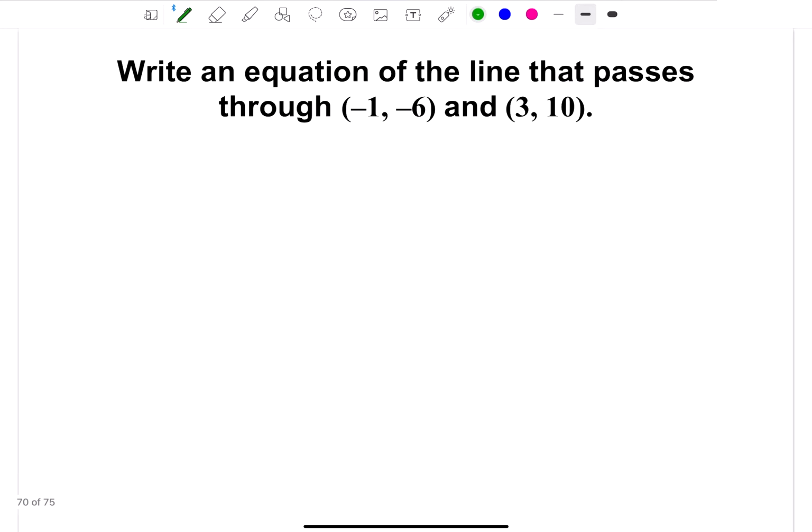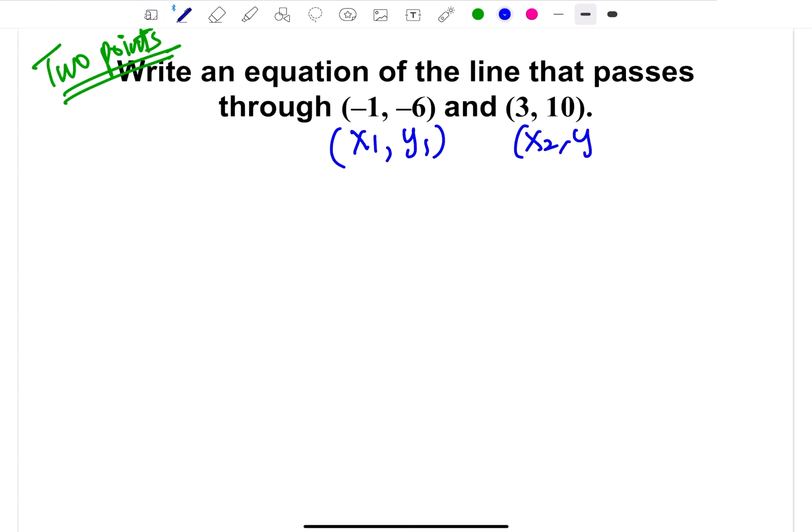Another example. In this case, we want to write the equation of a line when we're given 2 points on the line. So this is point (x1, y1) and this is point (x2, y2). You can call any point (x1, y1), and the other one would be (x2, y2). It doesn't matter which point goes first.